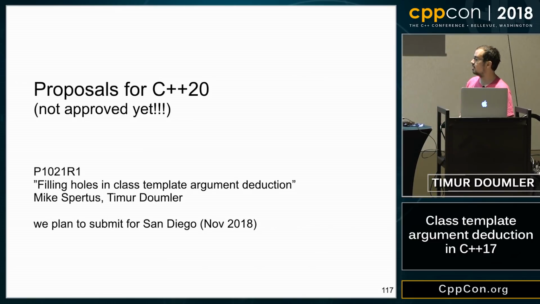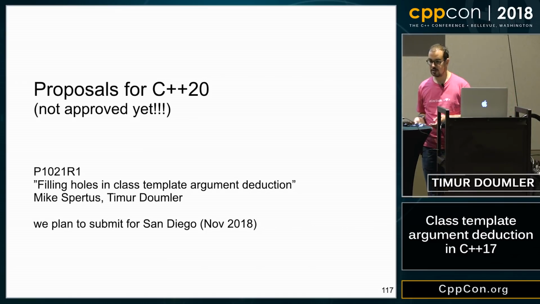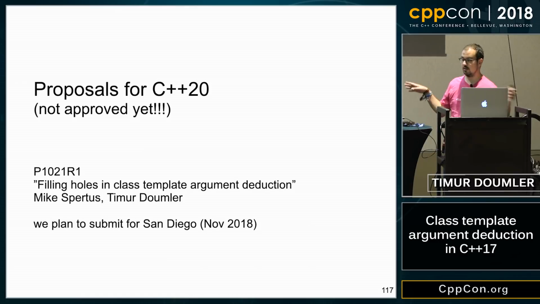We are trying to fill some holes in the existing rules that I just described. It's a paper with four things that we want to add, and we plan to submit it for San Diego, for the next committee meeting. But it has not been approved by anyone, so this is still up for discussion. There's no guarantee whatsoever that this stuff is going to be in C++20. It's work in progress. So it's four things that we want to improve.